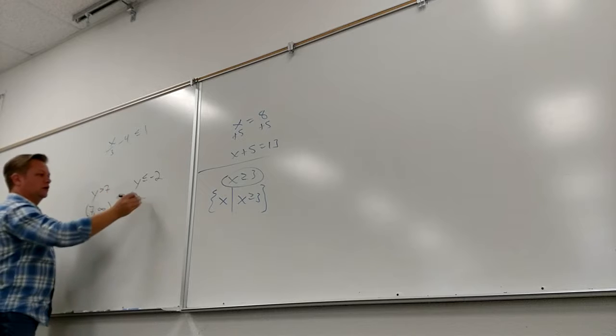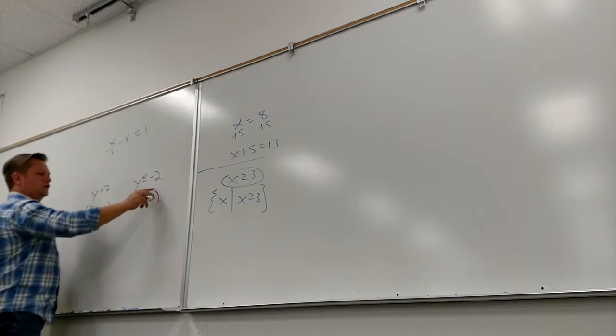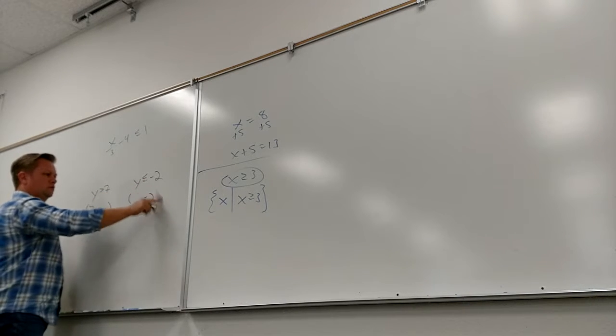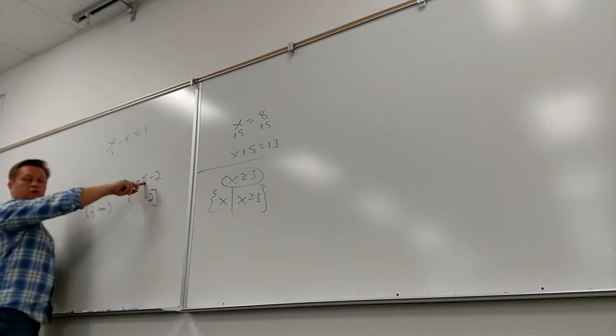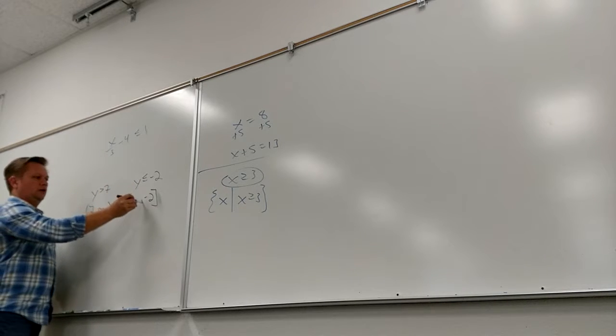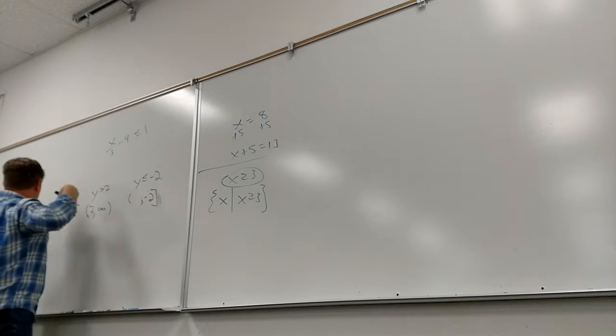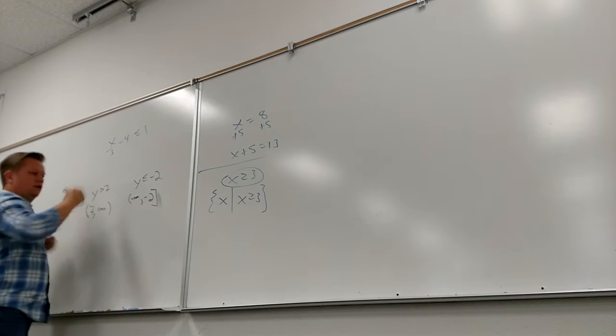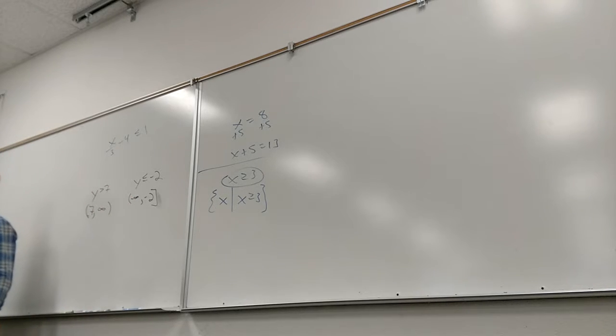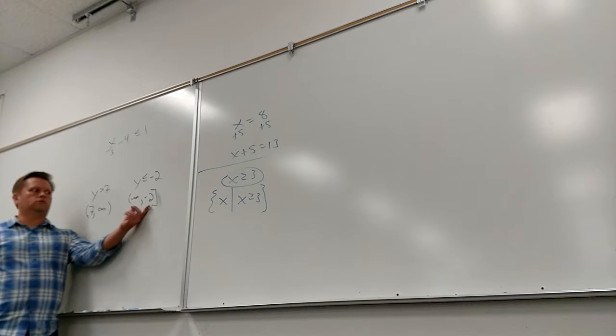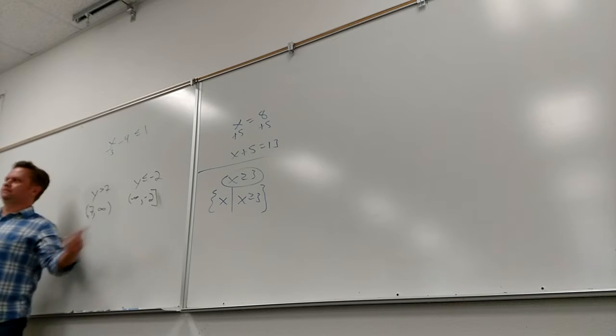Because here, what's the biggest it could be? Negative 2. What should be on the negative 2? Yeah, because it can be inclusive. It can be included. And then how far down can it go? All the way down to negative infinity, which really means it's a bottomless pit.